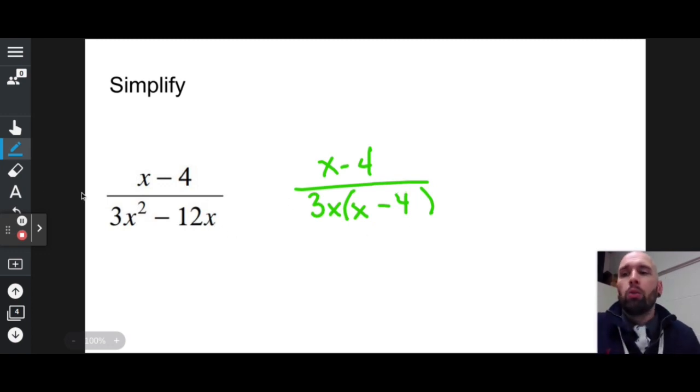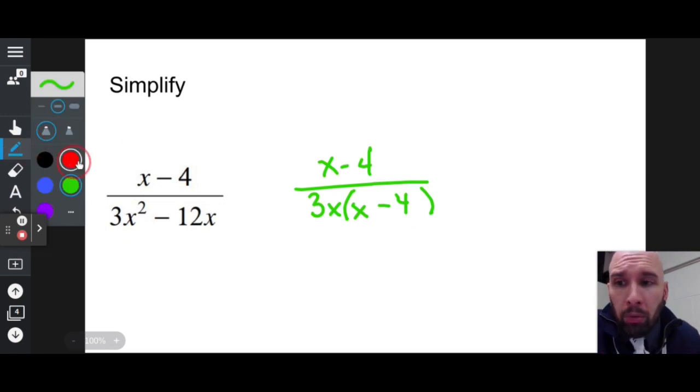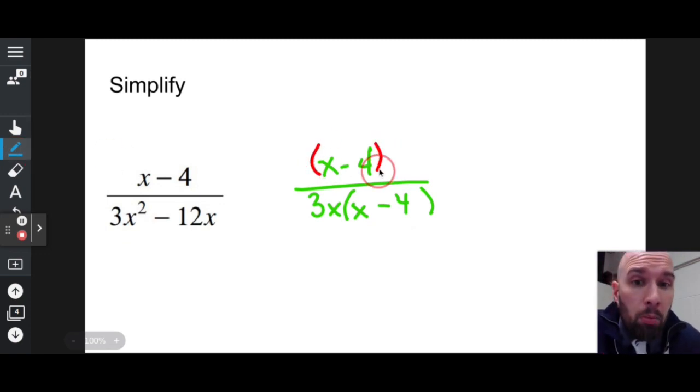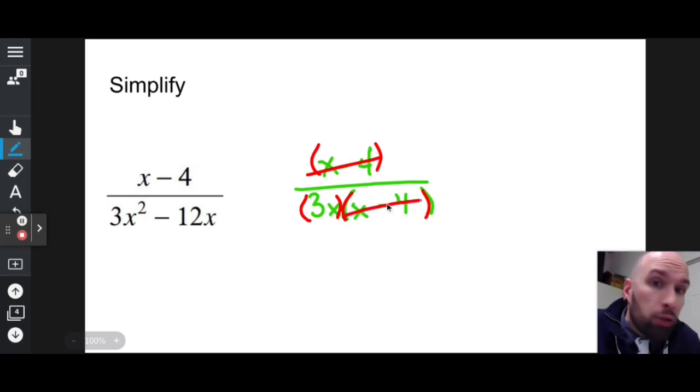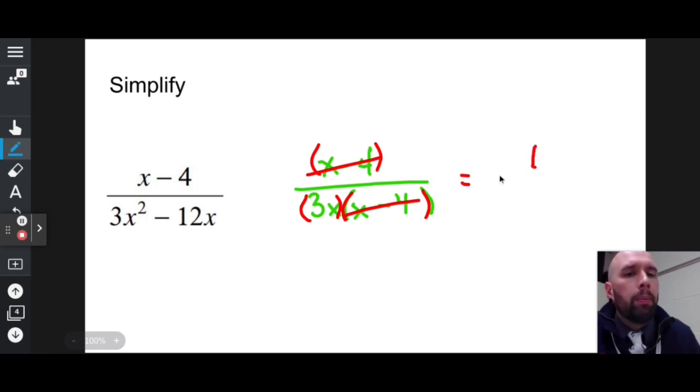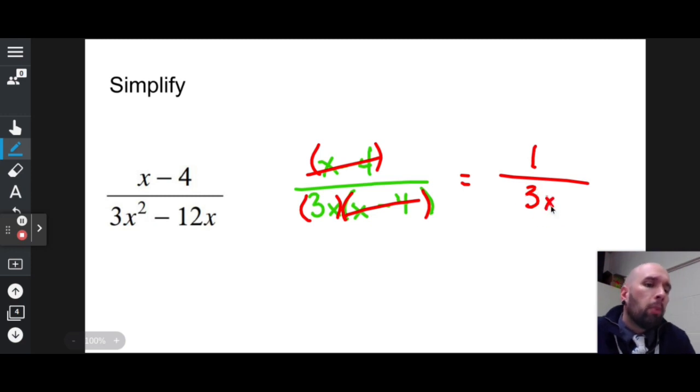Now, why is this good news? Because I have one thing living upstairs, and that one thing is x minus 4. Downstairs, I have 3x times x minus 4, which means I can eliminate the x minus 4s. If I eliminate everything on one side, I'm left with just a 1. And on the bottom, I have just a 3x. And so that's my answer. How about that?